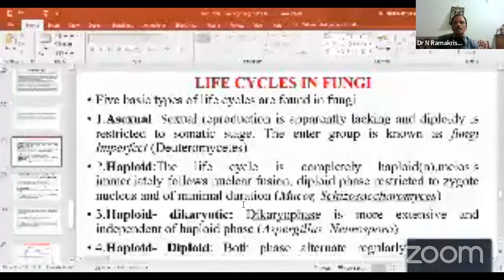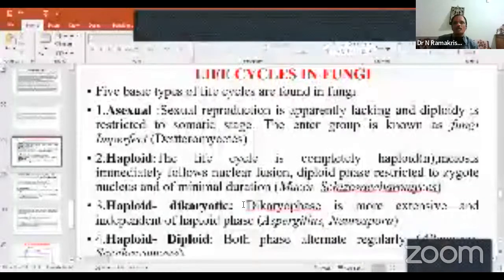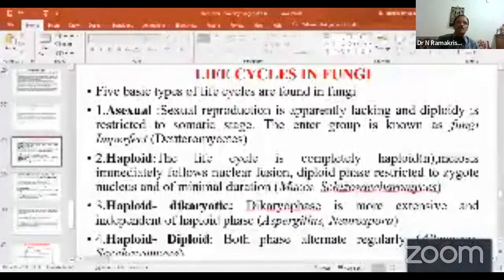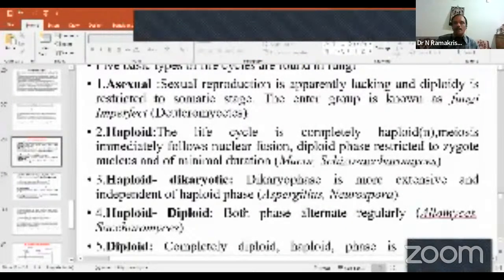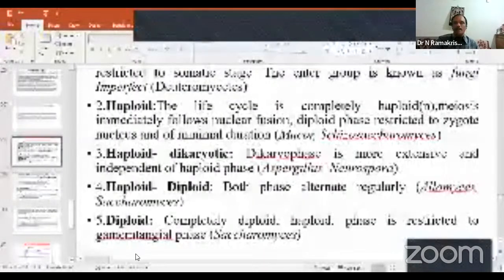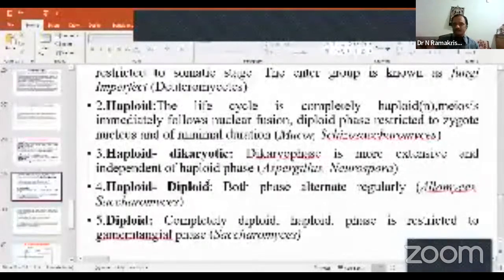And the third one is haploid and dikaryotic. The dikaryophase is more extensive and independent of the haploid phase. Often haploid and diploid phases alternate regularly, with Saccharomyces as an example, where the diploid is completely developed. The haploid phase is restricted to the gametangial phase. So this is a life cycle pattern.